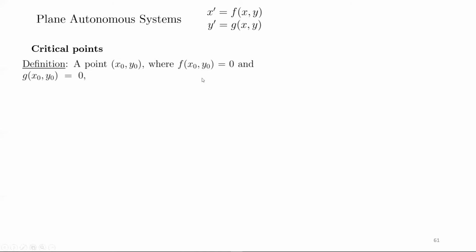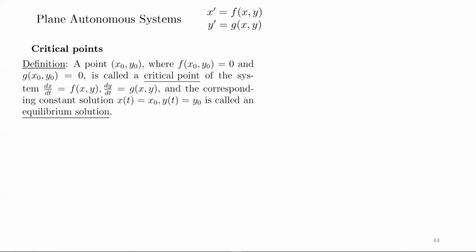Okay, so we find a point (x0, y0) such that both f and g are 0. If you find a point where f is 0 but g is not, that is not a critical point. Both of these functions, f and g, have to be equal to 0 at the same point. If you find a point where f and g are both equal to 0, that is called a critical point of the system.